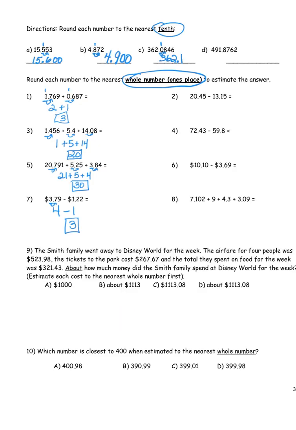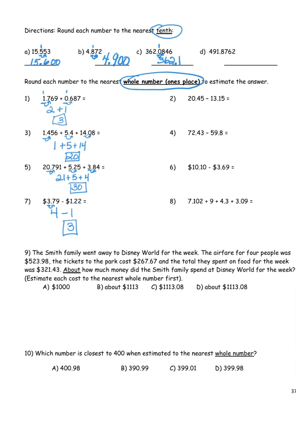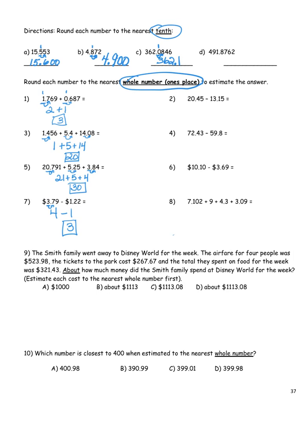All right, let's take a look at number 9, a word problem. The Smith family went away to Disney World for the week. The airfare for 4 people was $523.98. So you want to definitely make sure that you underline the number. Okay. The tickets to the park cost $267.67. And the total they spent on food for the week was $321.43. Now here's your question: how much money did the Smith family spend at Disney World for the week?